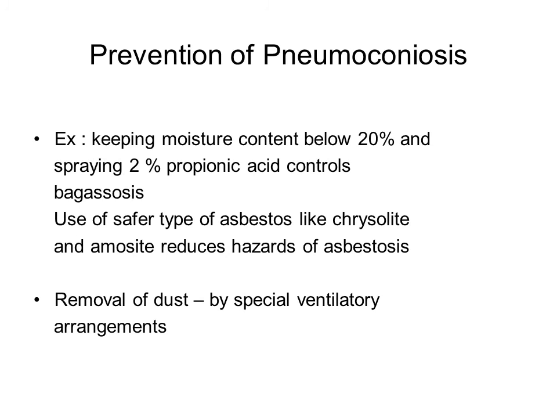For example, keeping moisture content below 20% and spraying 2% propionic acid controls bagassosis. Use of safer types of asbestos like chrysotile and amosite reduces the hazards of asbestosis, right? Removal of the dust by special ventilatory arrangement also prevents pneumoconiosis.